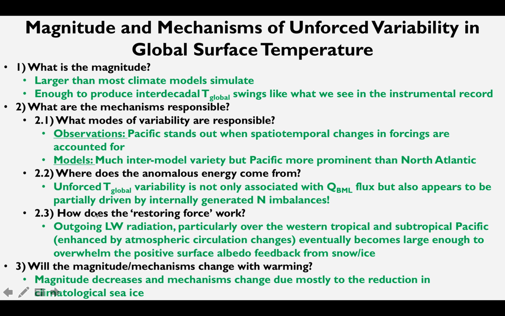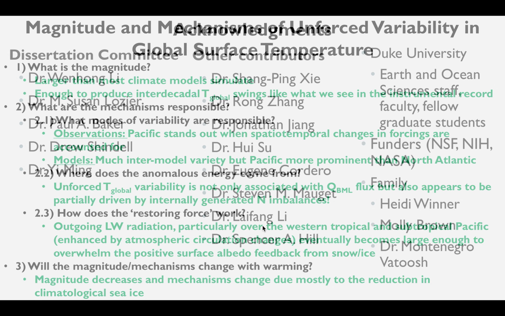And then finally, will the magnitude and mechanisms change with warming? Well, we found in one model in particular that the magnitude decreases substantially and the mechanisms are fundamentally altered in a warmer climate, largely because you reduce surface sea ice, which then eliminates a principal feedback on unforced global mean surface temperature variability.